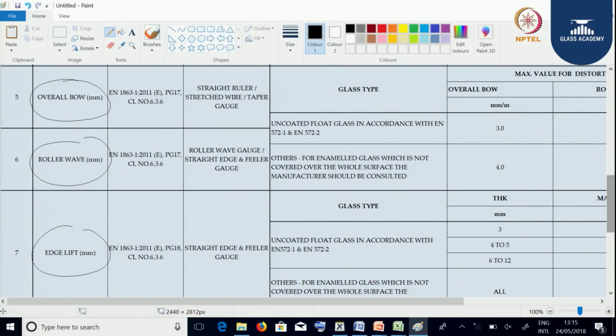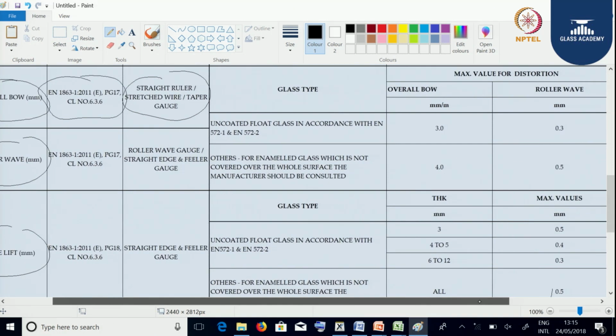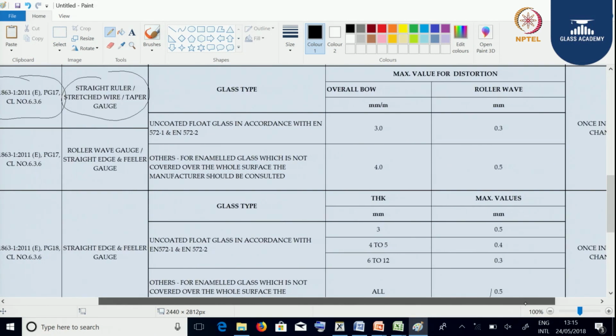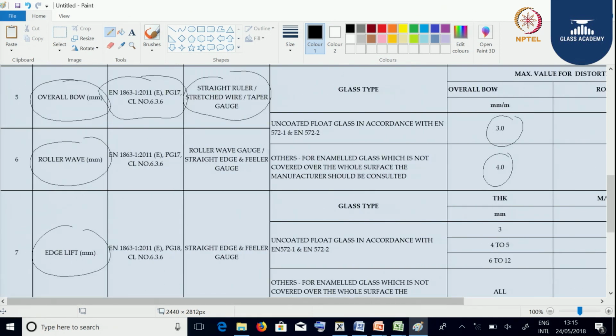Overall bow: the standard that is applicable is EN1863. The tool we use is a straight ruler or a stretched wire, and we use a taper gauge to measure the deformation. Now we need to see what the overall bow tolerance is. For a float glass, the overall bow allowed is 3 mm per meter, and for enamel glass the overall bow allowed is 4 mm per meter. And the roller wave is measured through a roller wave gauge or a straight edge with the help of a taper gauge.